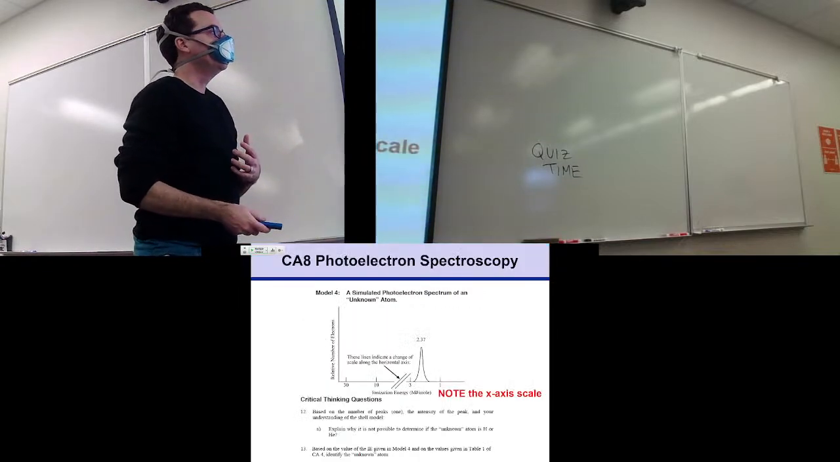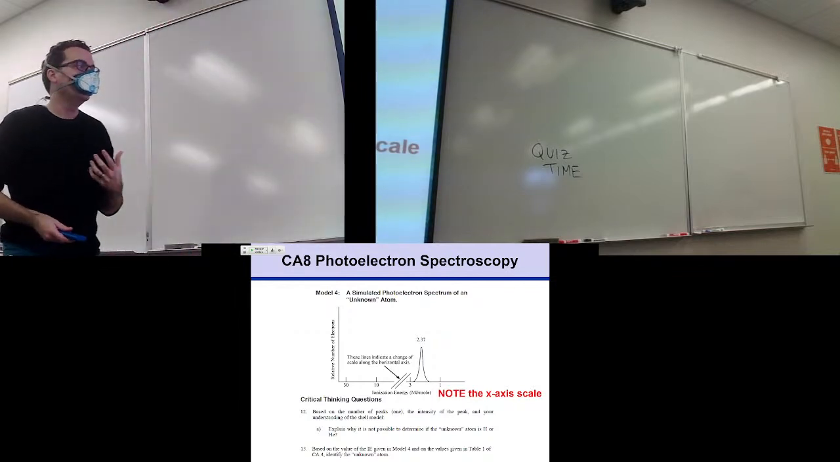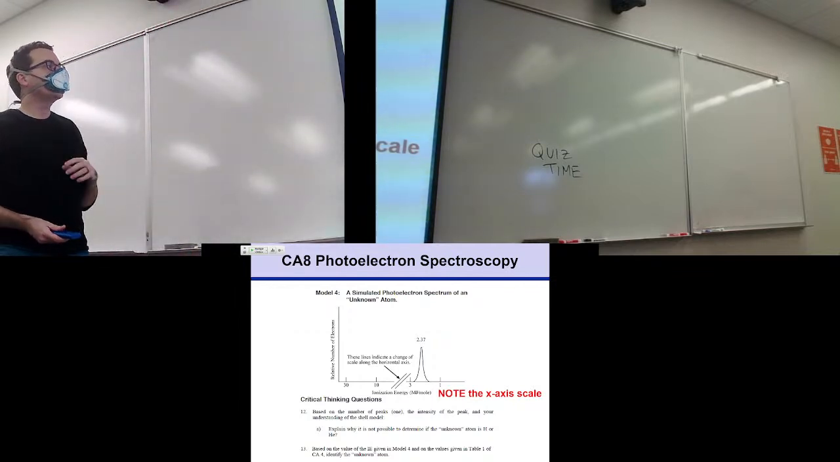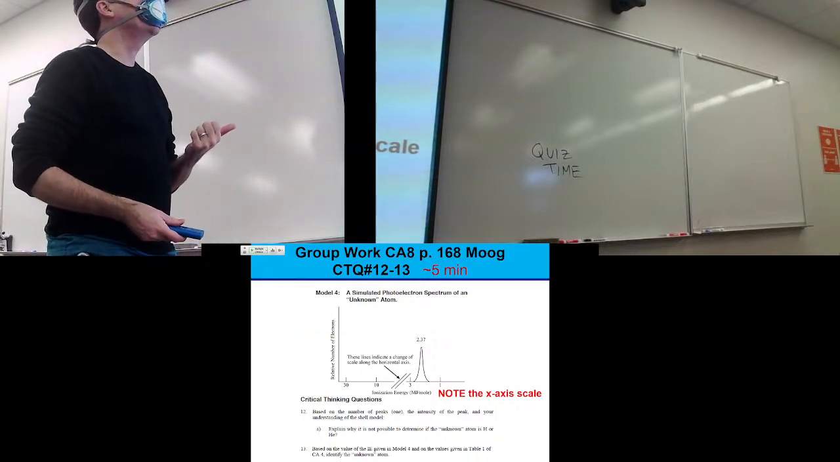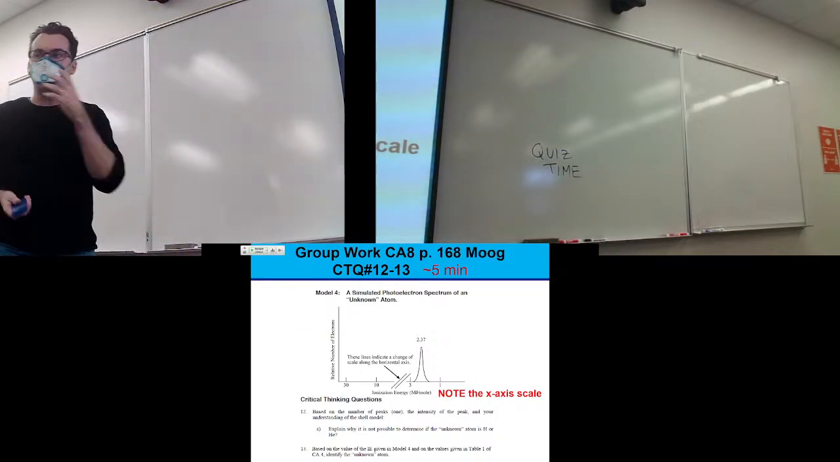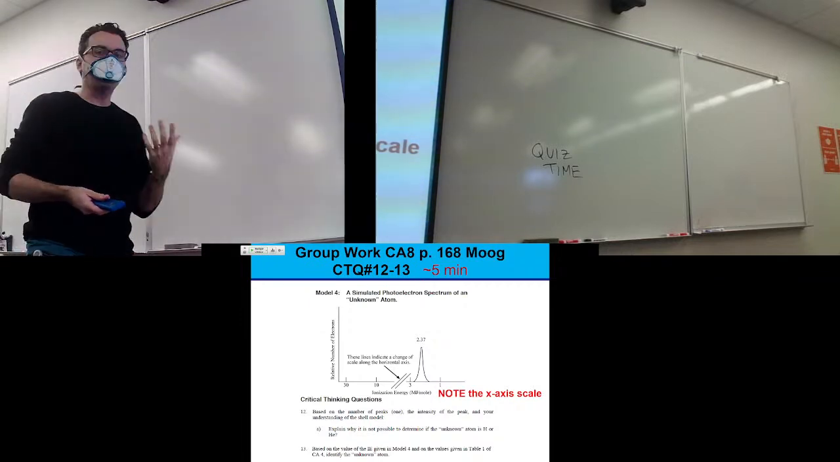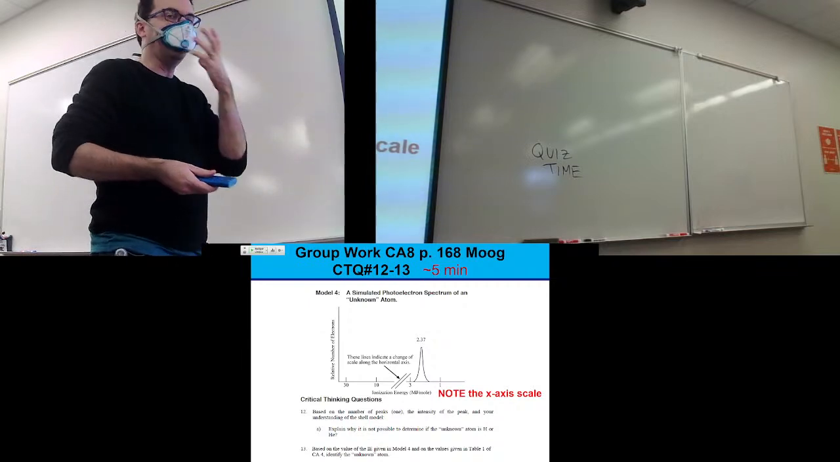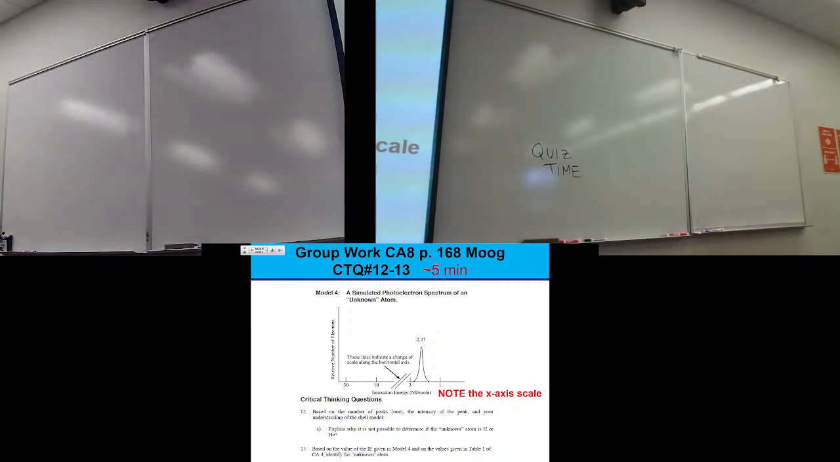So we can get a lot of information from these things, theoretically. We did that. What we haven't done is now, let's look at some real data. So this is page 168 in Chem Activity 8. Let's quickly just do 12 and 13. So this is an actual atom, but an unknown one. And let's see what we can figure out from this.